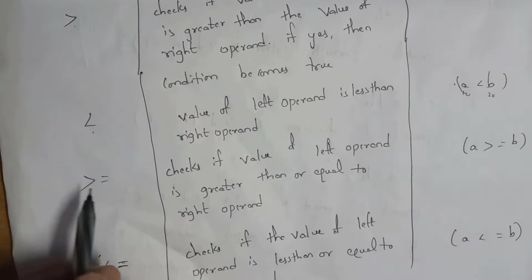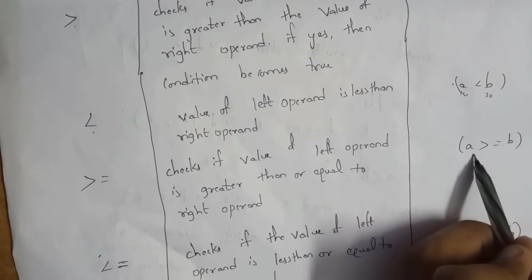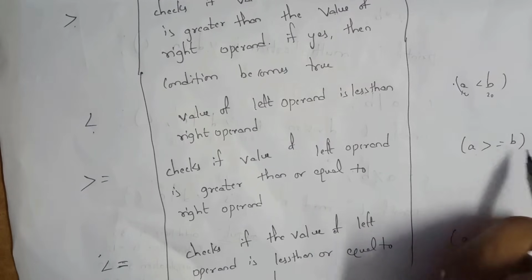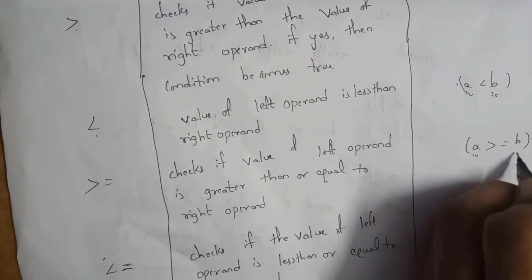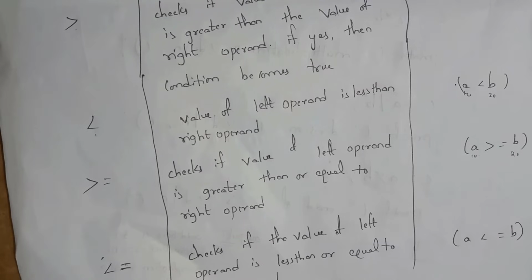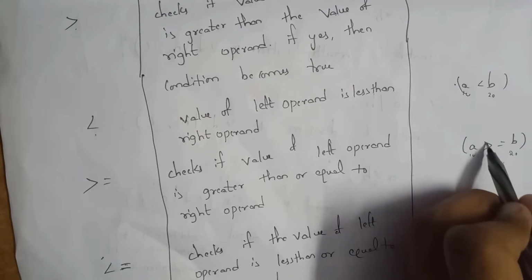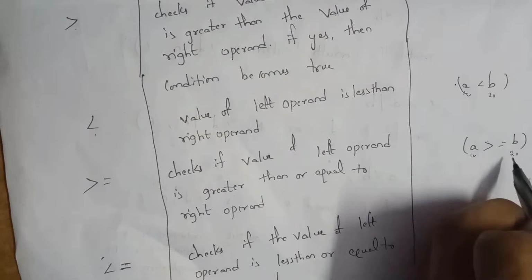Next one is greater than or equal to. This is how we represent greater than or equal to, that is a greater than or equal to b. Here value of a is 10 and value of b is 20. This condition is not satisfied because value of a is not greater than b. Value of a is less than or equal to b.